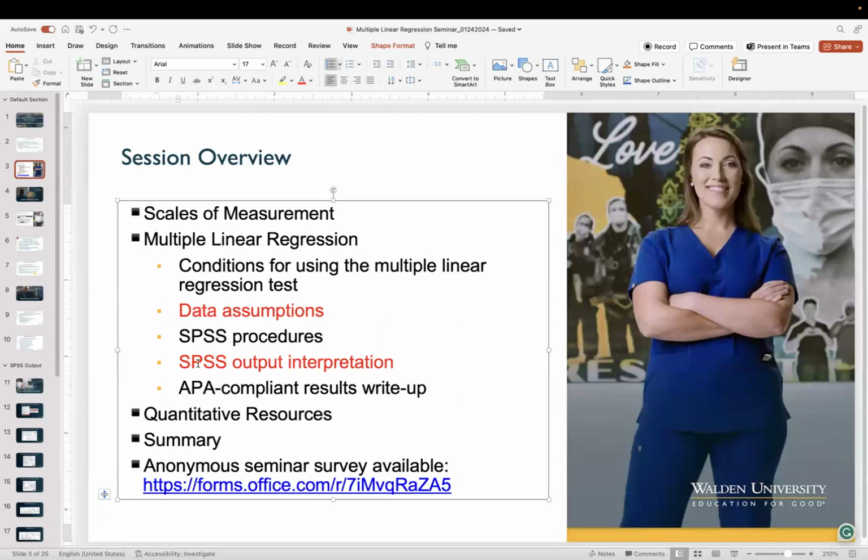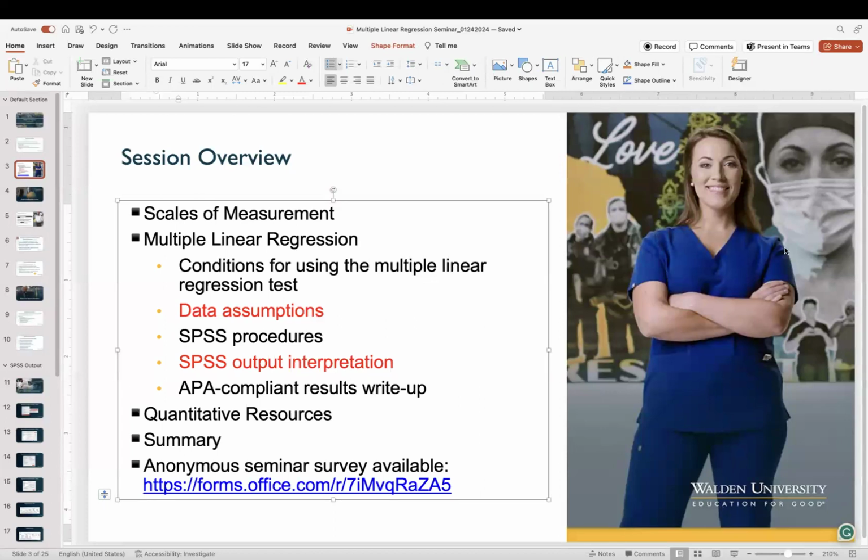What were the results? It makes no sense to read a journal article where, okay, this author used this theory and they did this test, and then you have no idea of what really the results and the findings were in the context of the study. So that's very important, to understand the output when we see it.